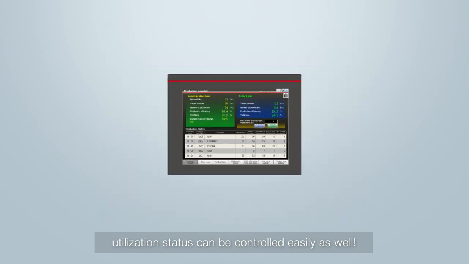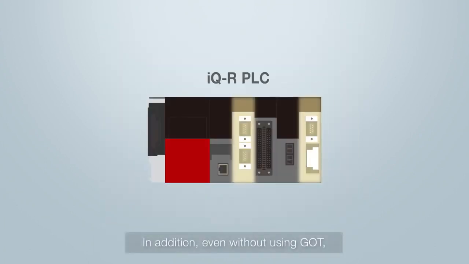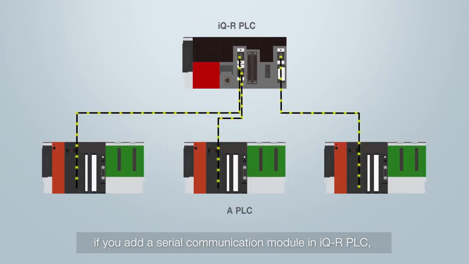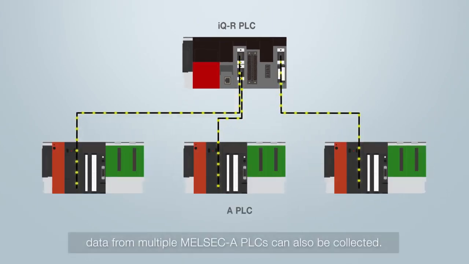By displaying the collected data by eFactory starter package in graphs, utilization status can be controlled easily as well. In addition, even without using GOT, if you add a serial communication module in IQR PLC, data from multiple MELSEC-A PLCs can also be collected.